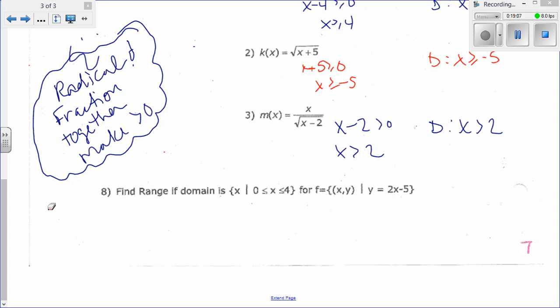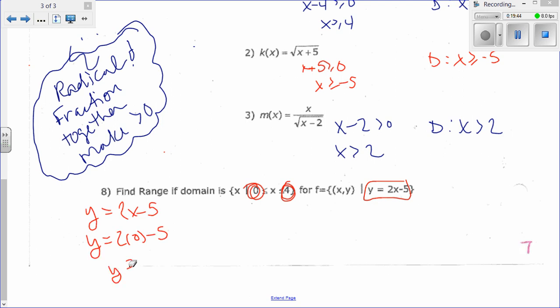Find the range if the domain is x such that 0 is less than or equal to x less than or equal to 4. For this strange looking function, this is really all I'm working with, this line right here, and my domain is starting at 0 and ending at 4. Since it's a linear function, I need to substitute 0 in for x and then substitute 4 in for x. So if I am given y equals 2x minus 5, and I put in 0 for x, y equals 2 times 0 minus 5, so y is equal to negative 5.